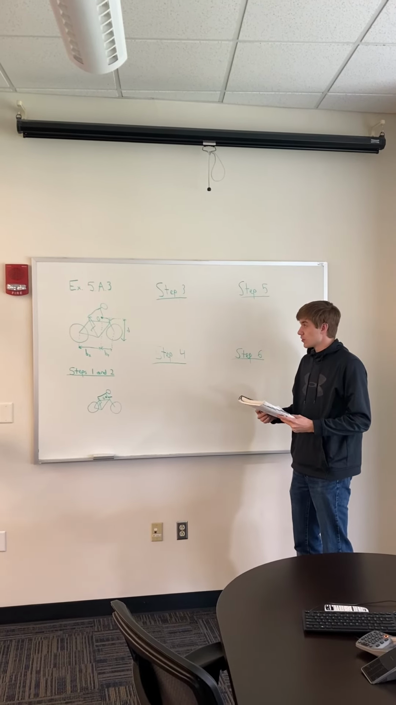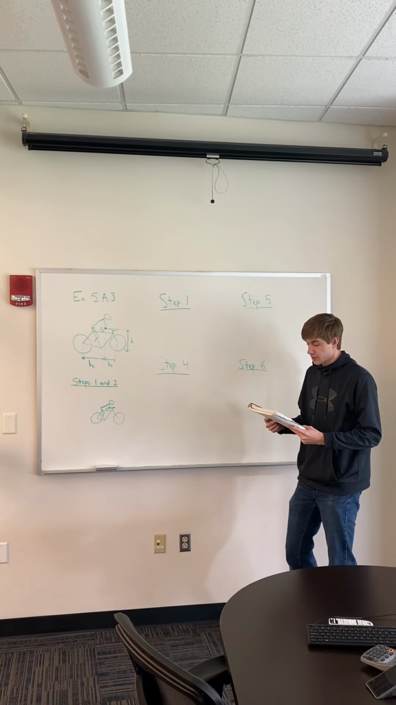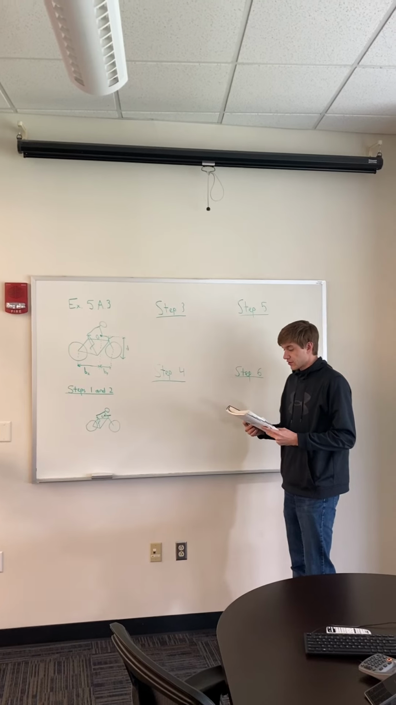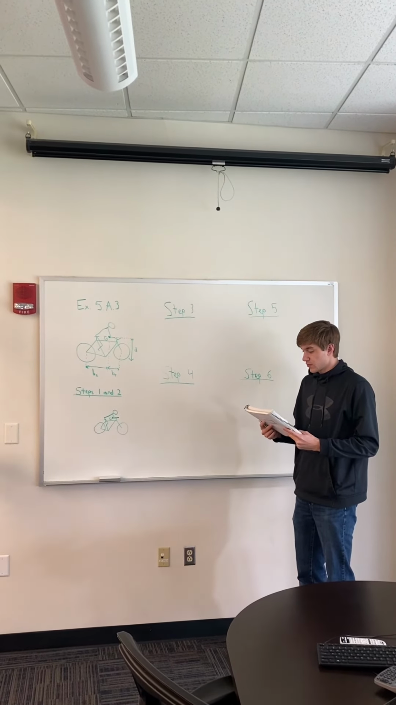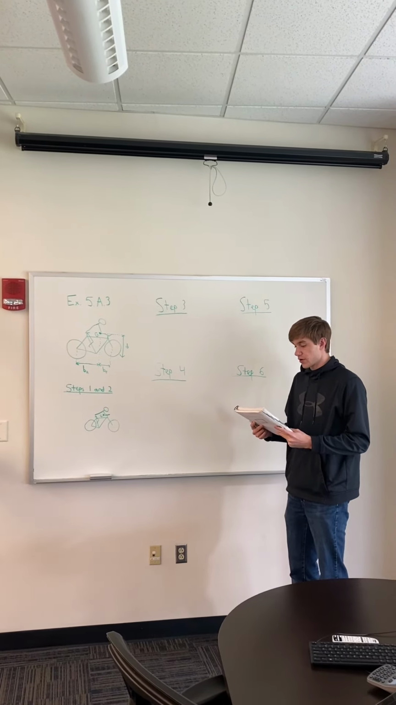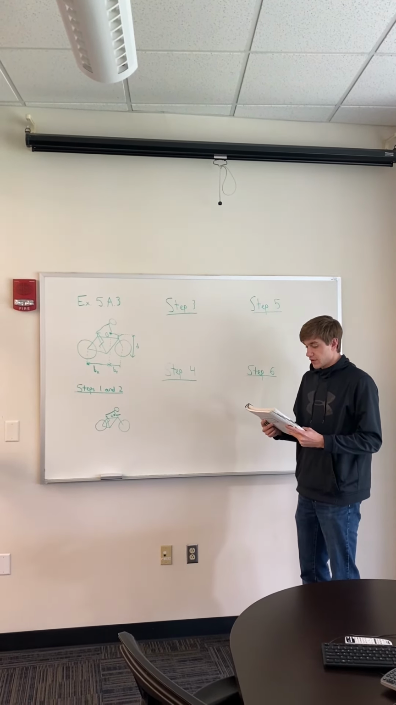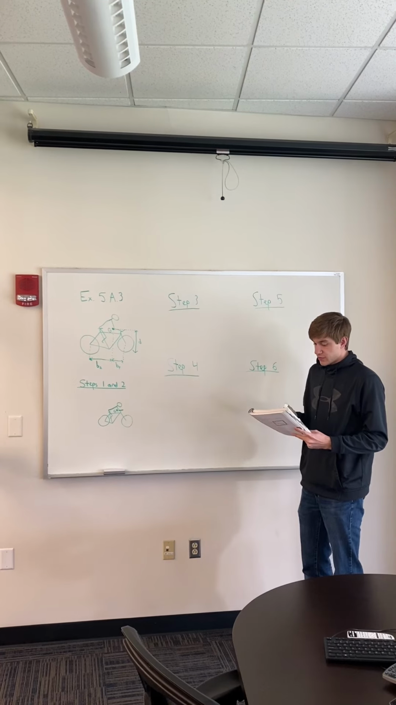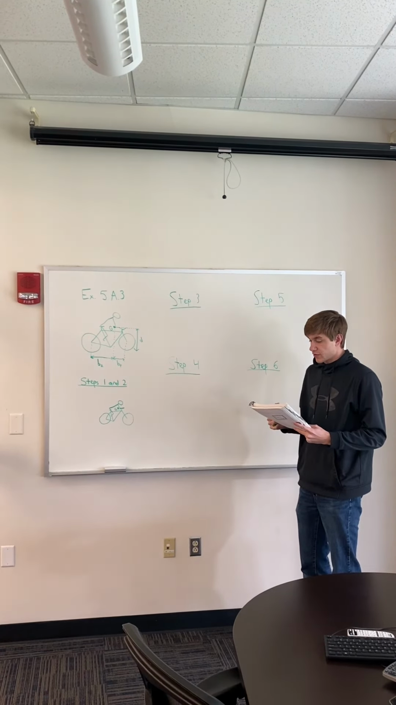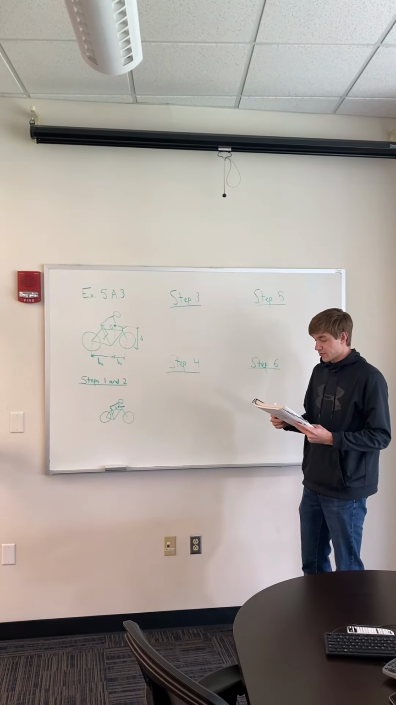Going over example 5A3 in the textbook. What we're given is a bicyclist travels to the right as she brakes. In one situation, she brakes with only the rear wheel. In another situation, she brakes with only the front wheel. Comment on the possible differences between rear wheel and front wheel braking as viewed from a dynamics perspective.